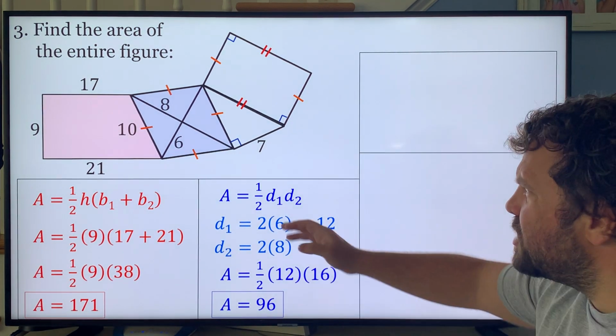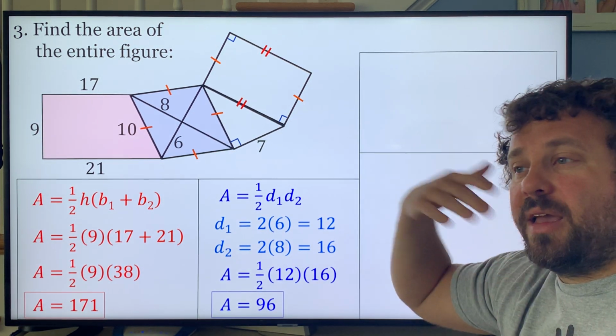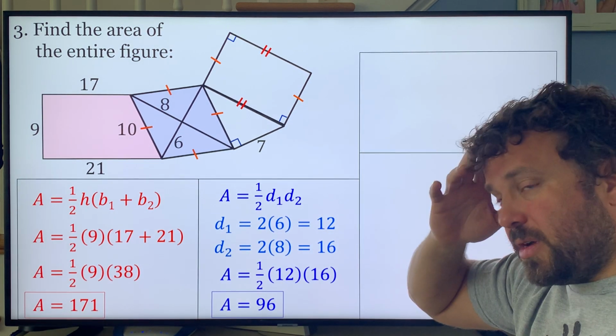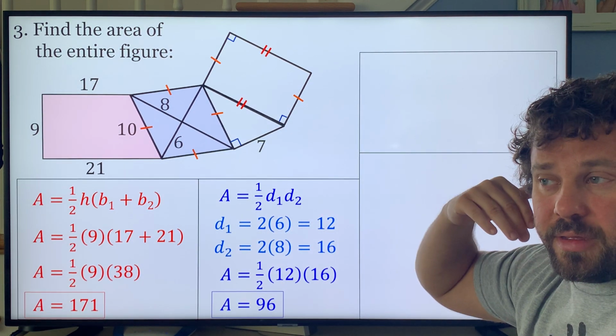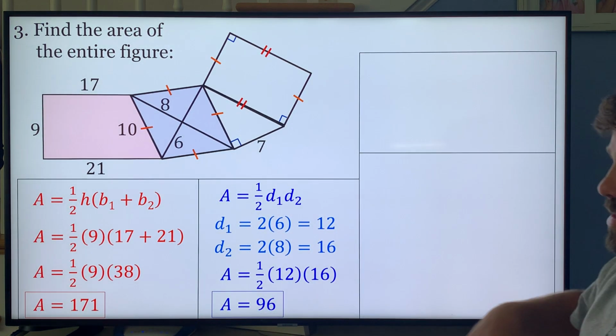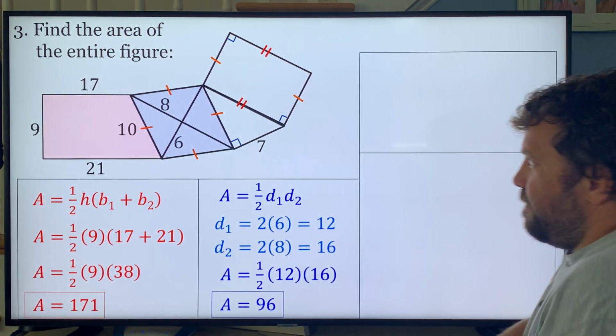And you go, why can't I just multiply these two together because I'm taking half of them? You're not taking half of them. You're taking half of 2 times each of them. All right? So your answer, if you just multiply these together, would be 48, which is only half this answer. So find the actual diagonals first, and then take half of that.